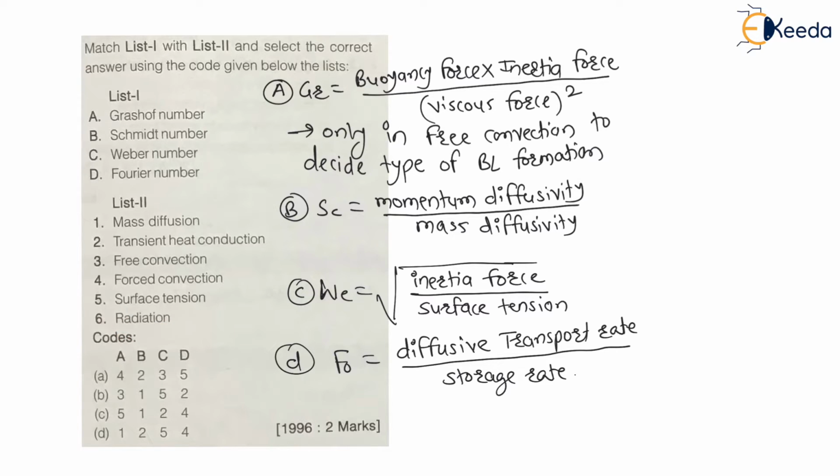Now my dear students, here very first number, that is Grashof number. Grashof number is nothing but buoyancy force into inertia force divided by viscous force square. And my dear students, here this buoyancy force is used only in free convection. Therefore, this Grashof number is also only used in free convection, to distinguish the type of boundary layer formation. To distinguish the type of boundary layer formation in free convection, we are using this Grashof number.